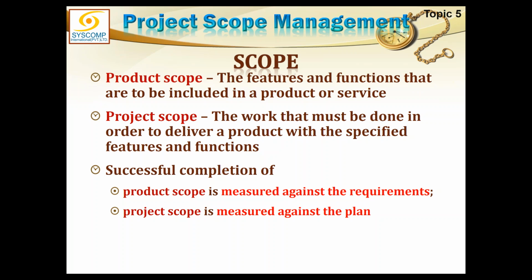That product scope just defines what the deliverable would look like, what will be its dimensions, what will be its various requirements and features and functions. All this is included in the product scope. But this does not talk about how this product is to be produced. This is not the subject of product scope. Product scope only deals with what is to be produced. Project scope deals with how it is to be produced.